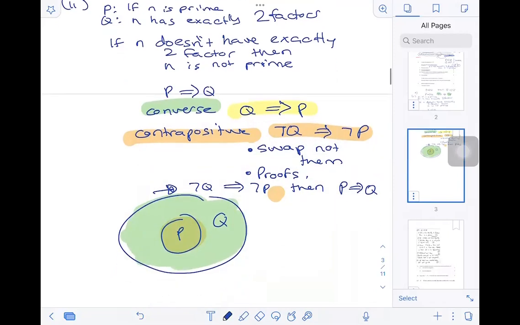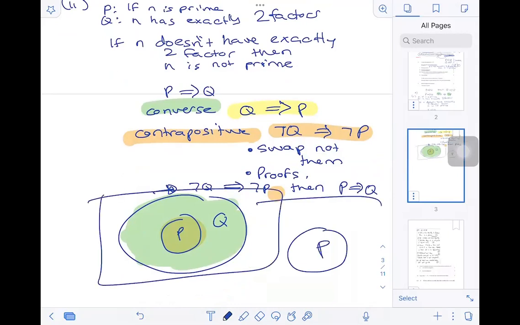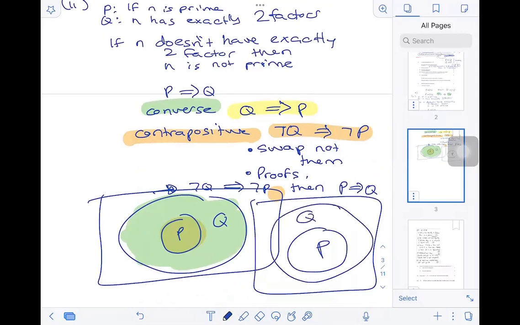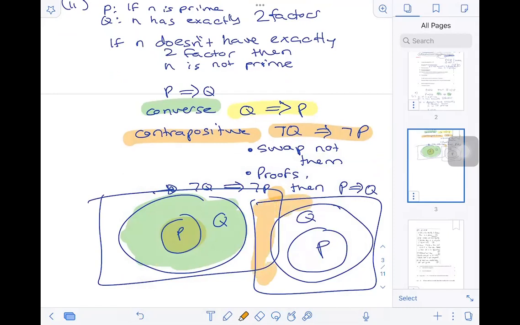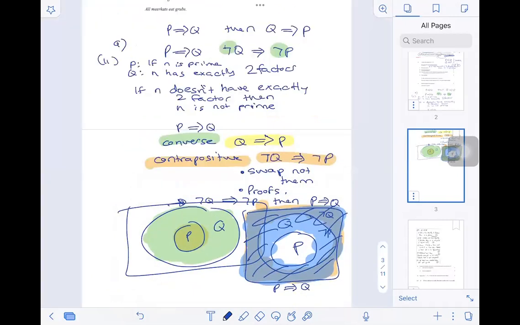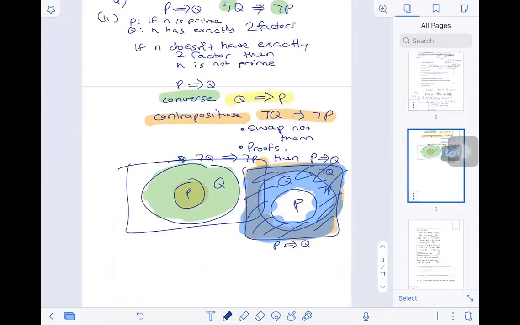Okay, so if this is P and this is Q, not Q would be out here. All right, so not Q implies not P. And it does, because if you're in not Q, then you are in not P. So if that is true, then the original statement P implies Q will also be true. Not Q is out here, whereas not P is all of this, and see how they overlap. So if you can prove a contrapositive is true, then you can prove that the original statement is true.